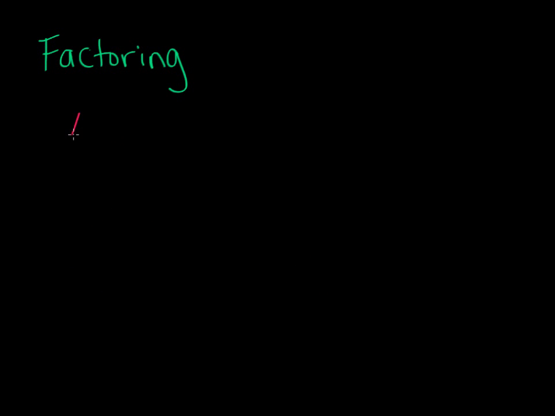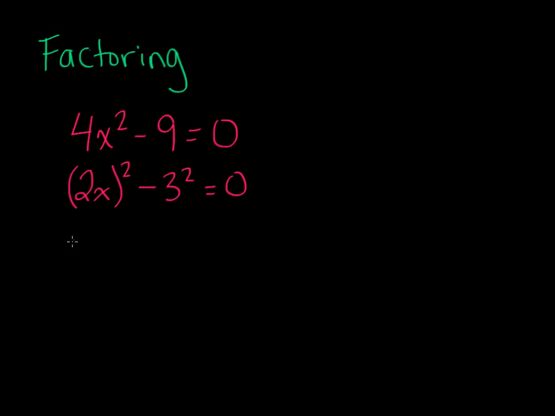Okay, so let's first of all take a look at the quadratic equation 4x squared minus 9 is equal to 0. Now, we look at the left-hand side of this equation. We should notice that it's a difference of squares, and it could be written as 2x all squared minus 3 squared is equal to 0. And so we can factor that as 2x minus 3 times 2x plus 3 is equal to 0. And now what we have is a number times another number is equal to 0.